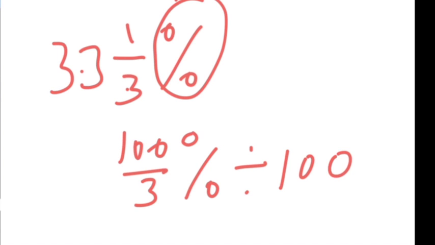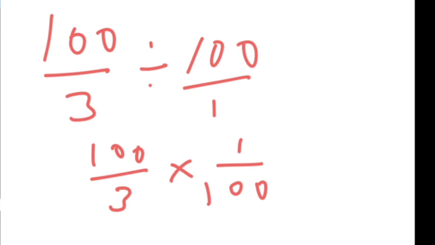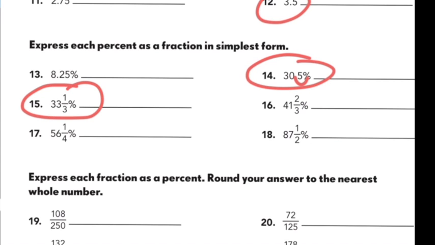Let me just get a new page. So we have 100 over 3 divided by 100 over 1, which you know is 100 over 3 times 1 over 100. And then what I'm going to do is simplify. So the answer is going to be 1/3. So the answer to that question is going to be 1/3, for 33 and 1/3 percent. The answer is 1/3. So really, all you need to do with 16, 17, and 18 here is make them into improper fractions and then just divide by 100.